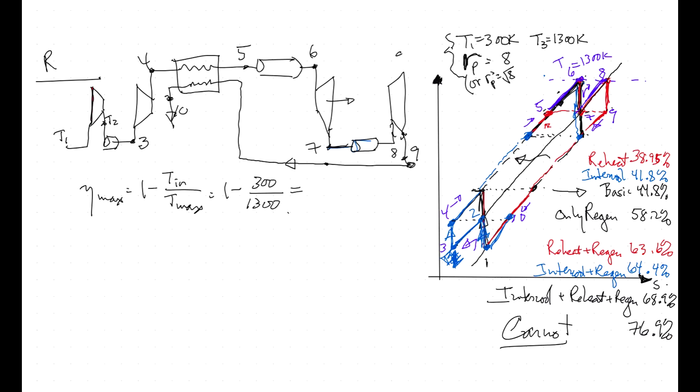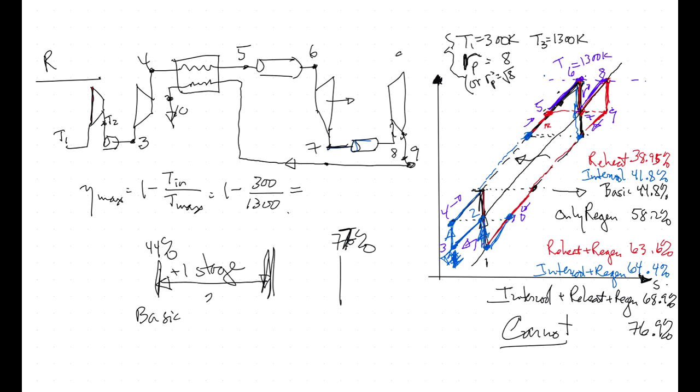Well, now we add one stage towards Ericsson, right? We had one stage of intercooling and reheat plus the regenerator. So if this basic is at 44% and Carnot is at almost 77%, that's a difference of 33 points. We've gone from 44 to 67, so we've gone 23 points of those 33, almost two thirds. Yeah, so we're out here. So I'm going to call this plus one Ericsson stage. Well, now if I add a second one, adding one stage is, we said, 44 to 67, which is 23 points.